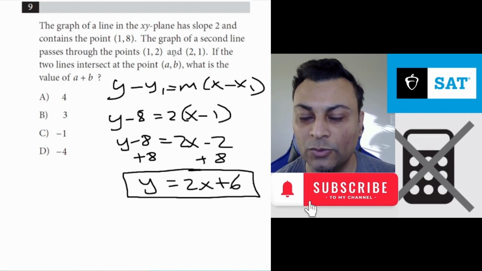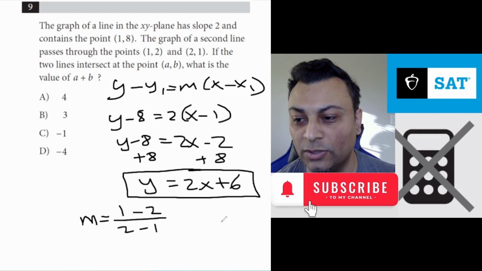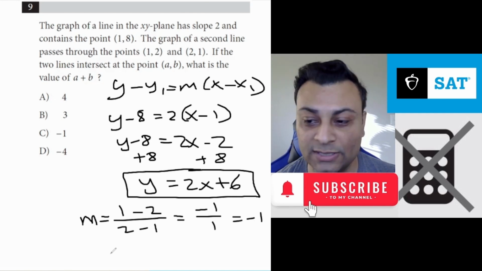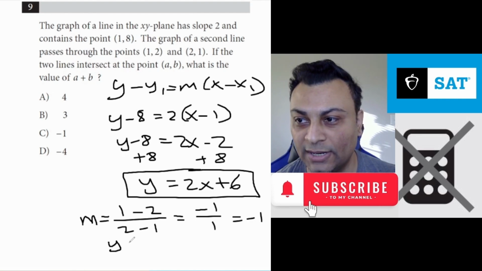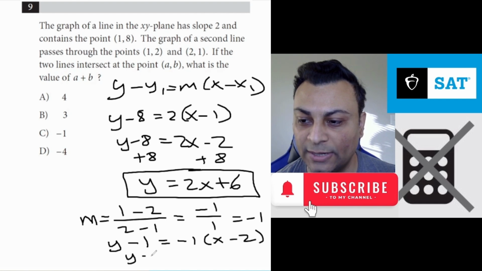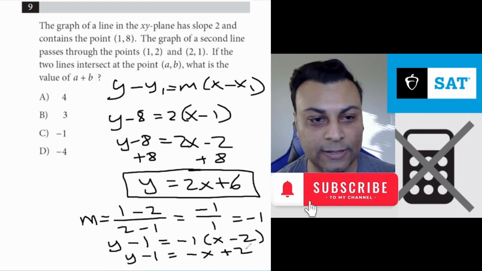Let's do the other one. 1, 2, and 2, 1. Let's first find the slope for that. So we use the slope formula, 1 minus 2 over 2 minus 1. This is negative 1 over 1, which is negative 1. So let's find the equation of the second line, which is y minus 1 equals negative 1 times x minus 2. So this is y minus 1 equals negative x plus 2.